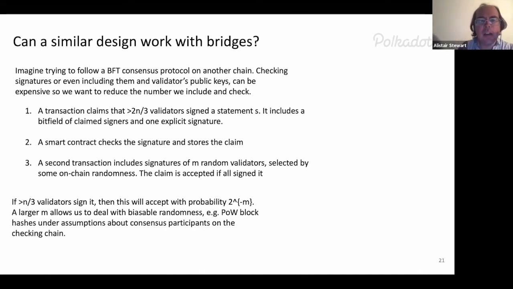And then we wait a bit. In particular, we wait enough to be sure that we can't go back on this first transaction. And then basically we just give random validators. We check random signatures of these guys, and we accept if all of them signed it.